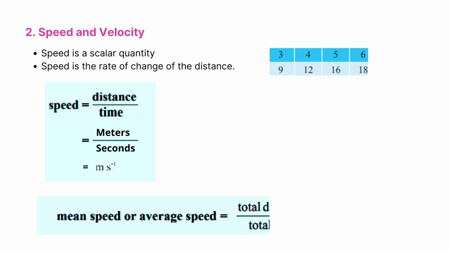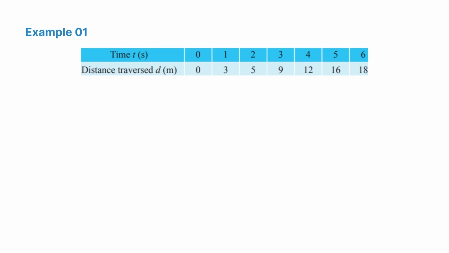The data related to the motion of an object will be given in a table form like this. Always the time will be denoted first, and time is denoted by the symbol t, and the unit is given in seconds. And the distance traveled is denoted by the symbol d, and the unit is given in meters. The distance traversed by a certain object at different instances in time is shown in the table below. Now we have to calculate the speed. That means how many meters the object has traveled in 1 second. Okay, now find the speed during the 1 second.